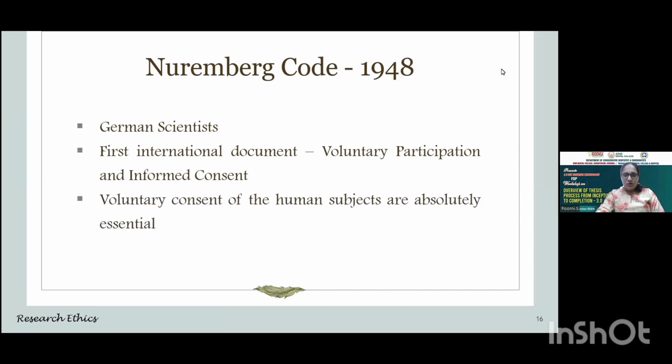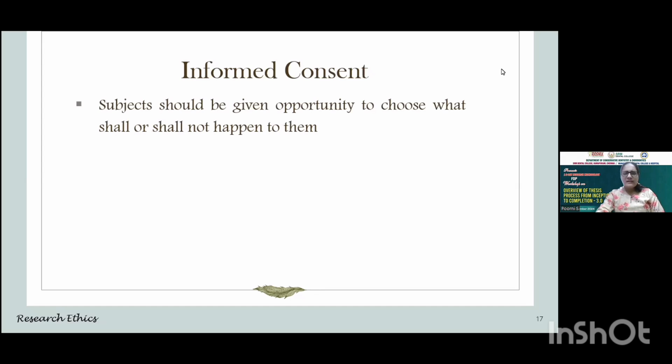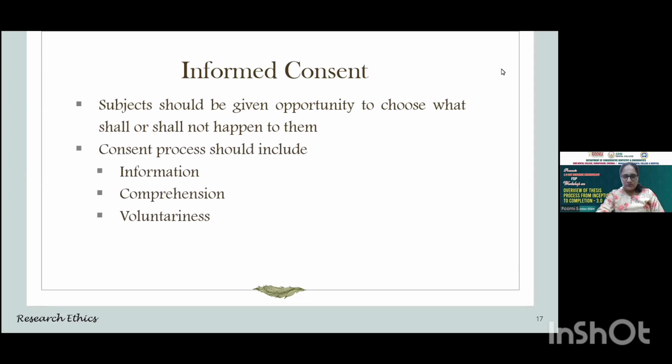Voluntary consent of all the human subjects are absolutely essential. When we say informed consent, that is you inform the patient and then get their consent. That is the subject should be given opportunity to choose what shall not happen to them. And the consent process should include information on what is being done to them, comprehension, explanation in detail, and voluntariness. That is, they should be given the choice to choose whether to participate or not.